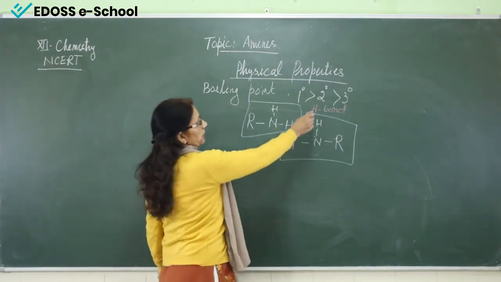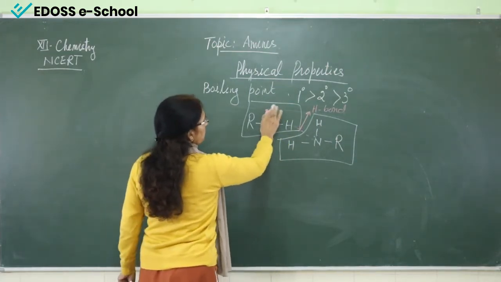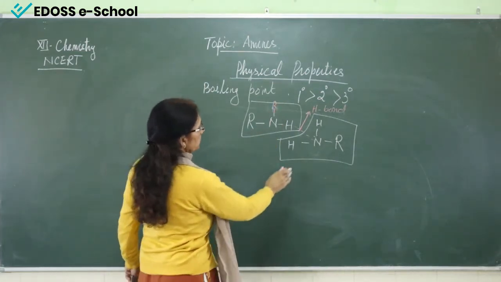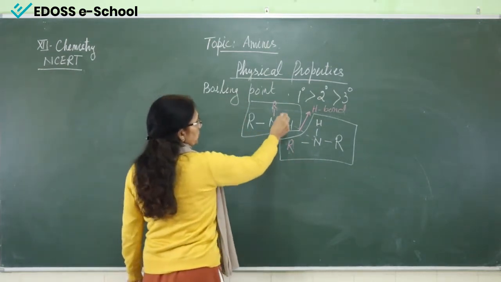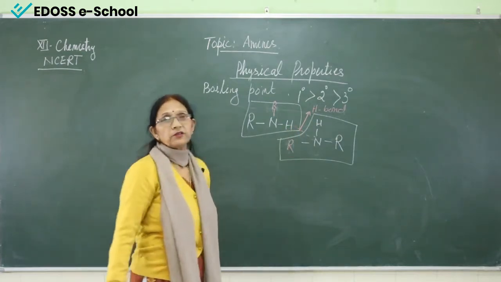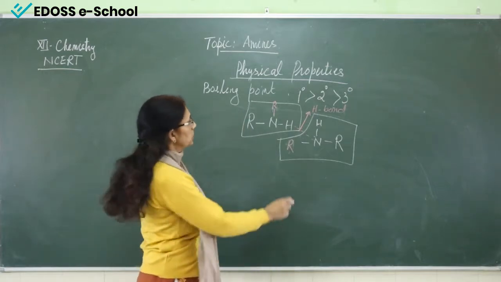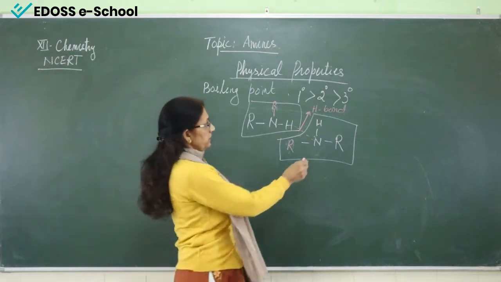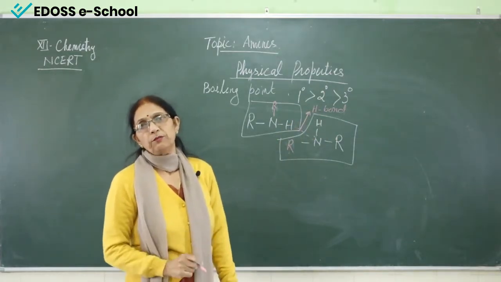Now what is happening in secondary? In secondary, one hydrogen is replaced by one alkyl group. Because this alkyl group is hydrophobic, we know they don't want this hydrogen bond to be made. So there is a little bit of repulsion also. So because of this the boiling point decreases, because now this hydrogen bond is not as strong as it was in primary amine.